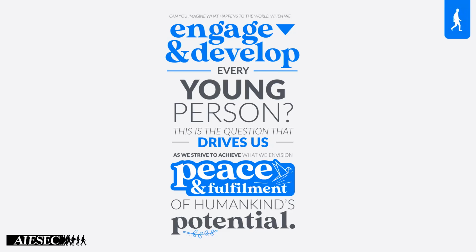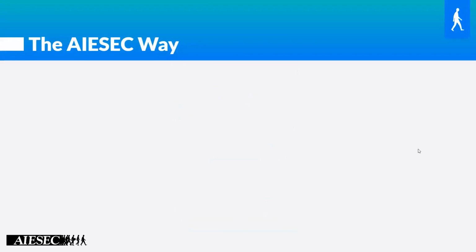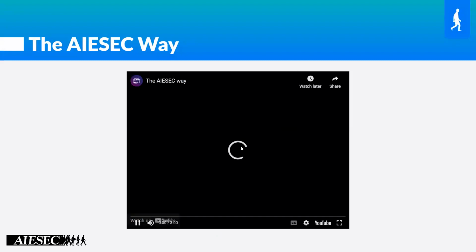Now this is what keeps on driving us. And until we do that, then we are still stuck to our vision of striving to achieve peace and fulfillment of humankind's potential. So not until we reach out to each and every young person in this world, and it's so many of us, then we shall not stop. We shall not stop on our driving our vision of peace and fulfillment of humankind's potential. So basically, that's what AIESEC is, and I would like to show us one last video as we close.